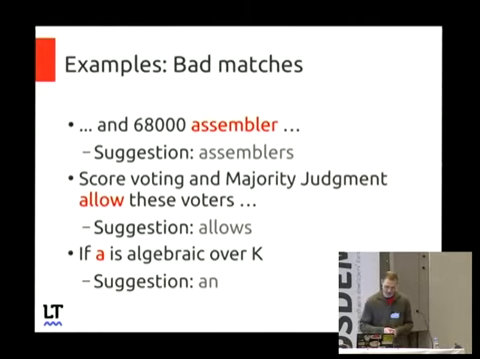Or you have cases like "score voting and majority judgment allow these voters." And LanguageTool incorrectly suggests to use the third person singular, because here the reason is that the detection of the noun phrase doesn't work properly. So in this case, LanguageTool only detects "majority judgment" as the noun phrase, and not "score voting and majority judgment." So that leads to a false alarm.